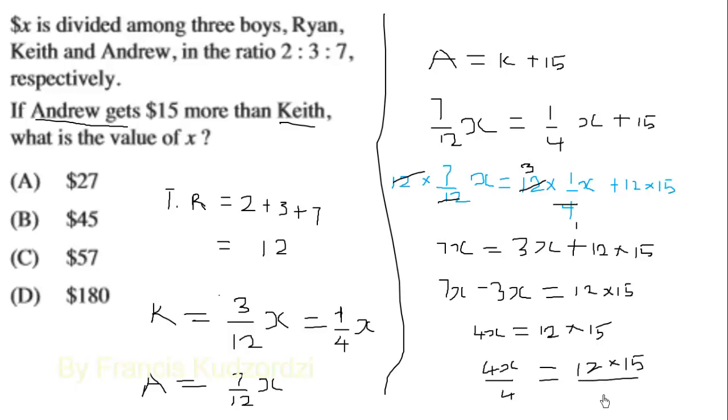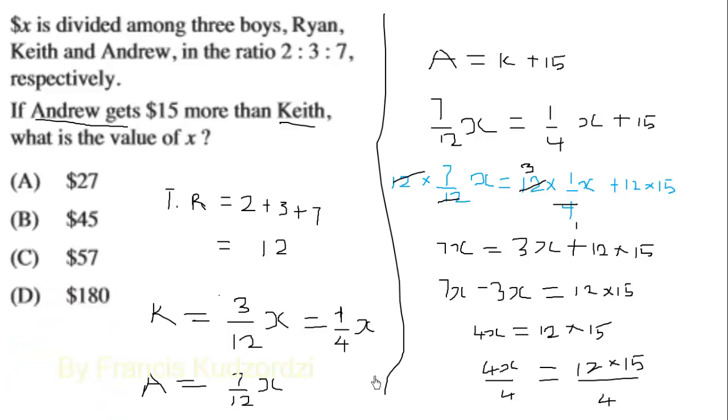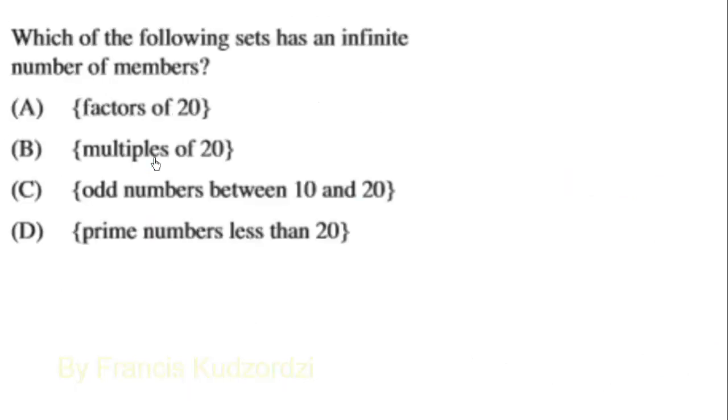So if you multiply too, you have not done any mistake. But now you can see clearly that we can easily cancel. So let's cancel this, cancels this, then 4 cancels this 3 times. So we are left with x is equal to 3 times 15, which is $45. So they shared $45. So the value of x is 45. The correct answer is B.